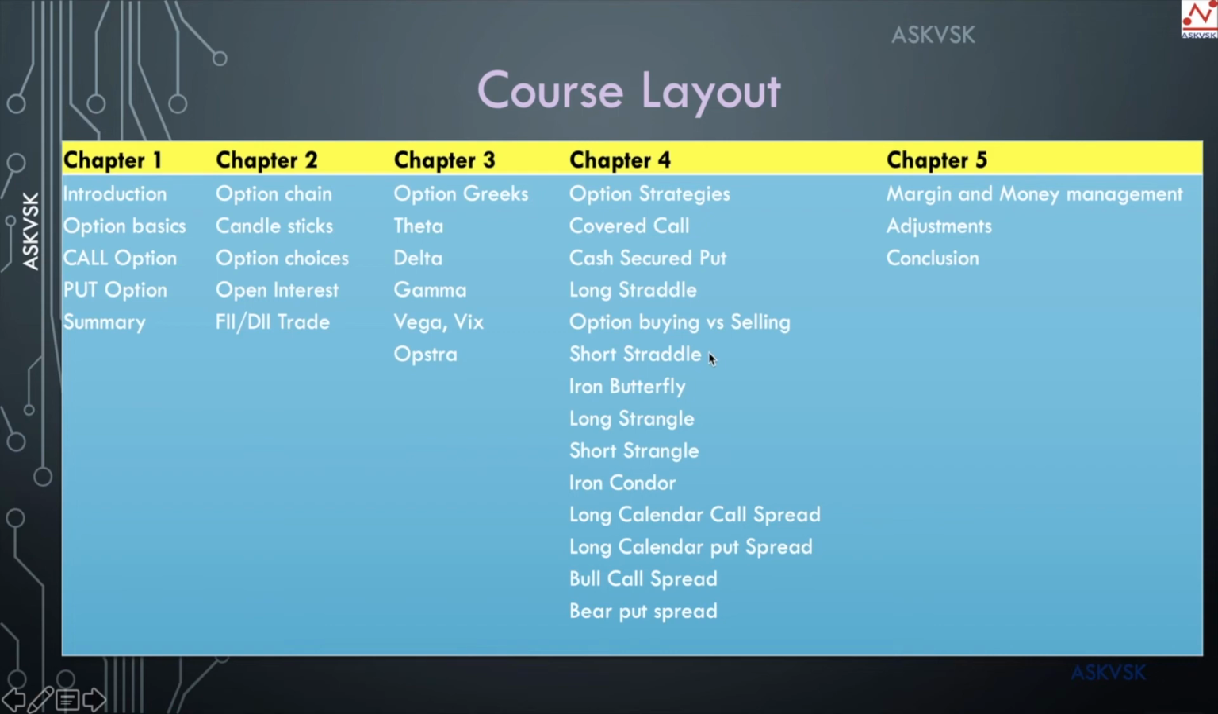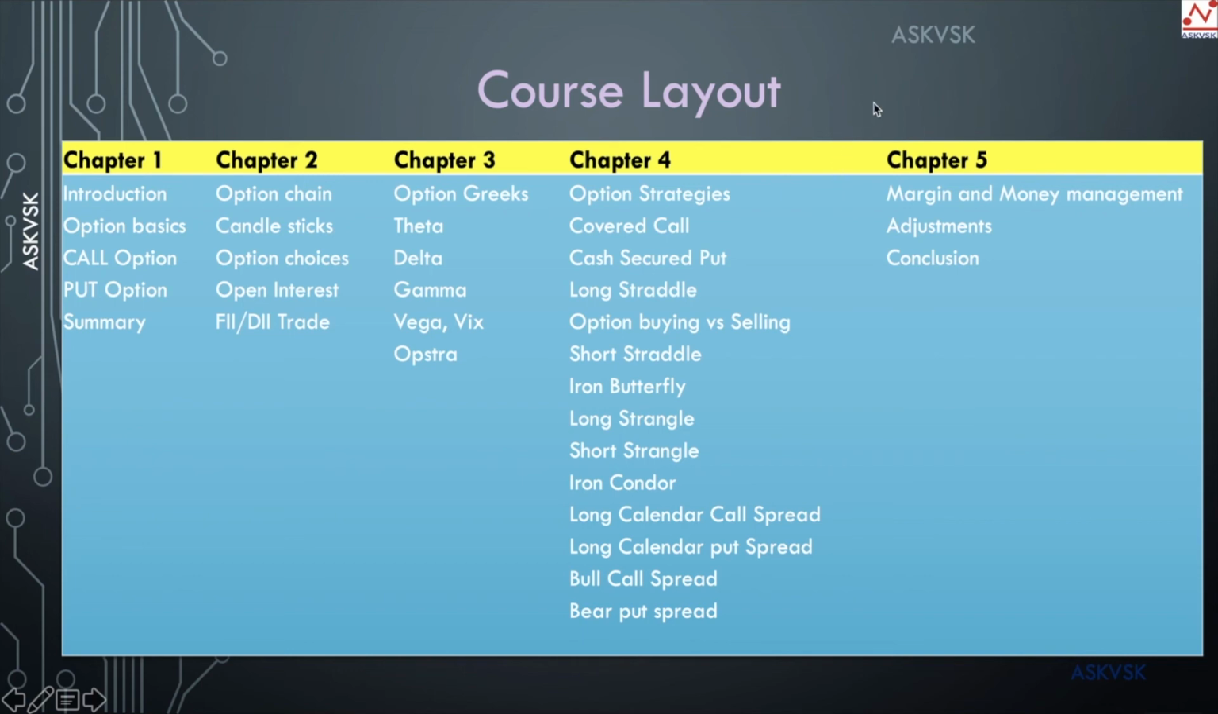And then coming back to strategies again, we are going to talk about short straddle, iron butterfly, long strangle, short strangle, iron condor, long calendar call spread, long calendar put spread, and bull and bear call and put spreads.